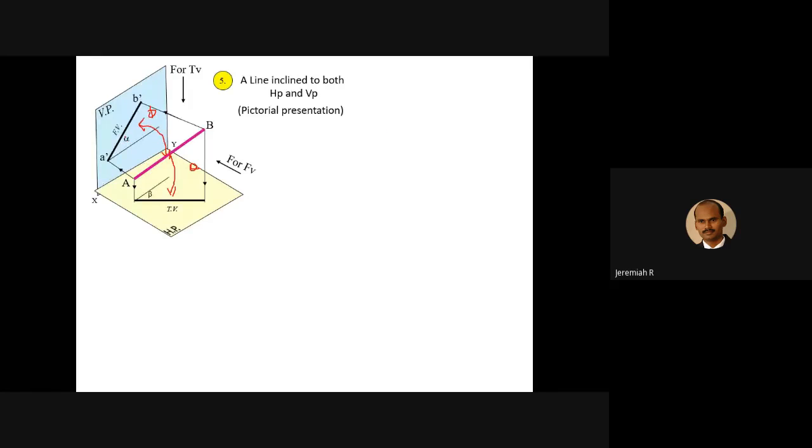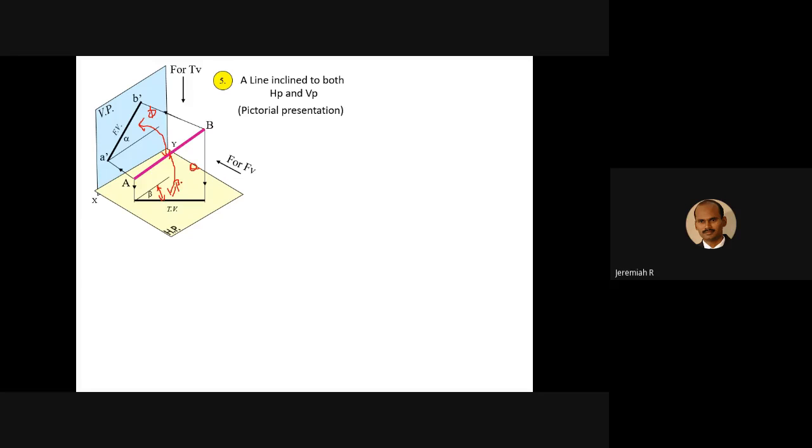So this is inclined to HP and VP, with theta and phi. Whatever this inclination, you will not have it in the views, because here also inclined, here also inclined. You'll have a different inclination in the front view and top view, because the line is inclined to both HP and VP. That is alpha. For the front view length, you have to consider alpha. For the top view length, we have to consider beta.